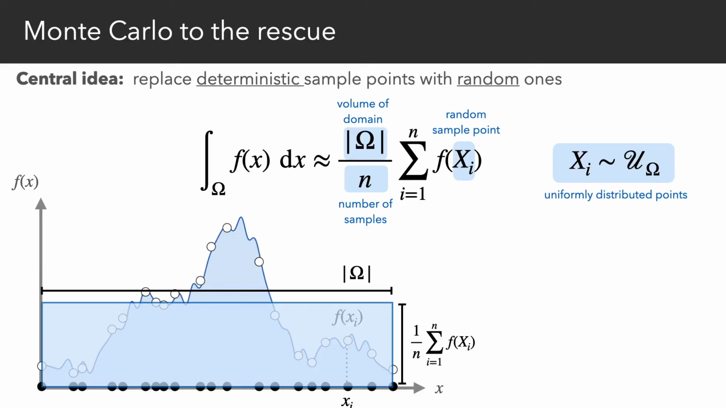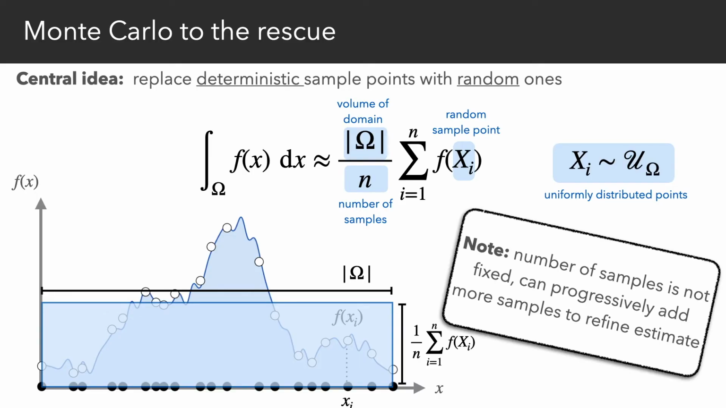Really, all we're doing in 1D is estimating the integral as a rectangle whose width is the length of the domain and whose height is the average function value. This approach is surprisingly simple, and yet it has many useful properties. For example, unlike quadrature, we don't need to choose the number of quadrature points in advance. We can continue to add more and more sample points to update a running estimate of the integral.